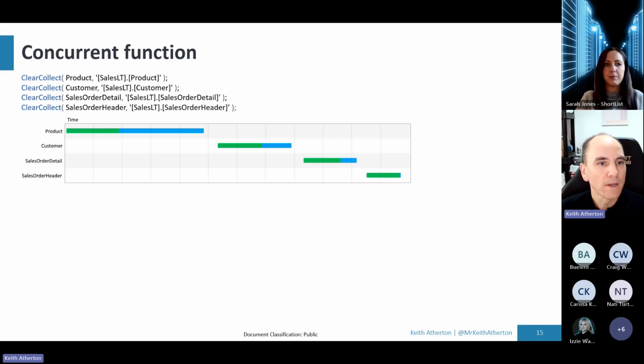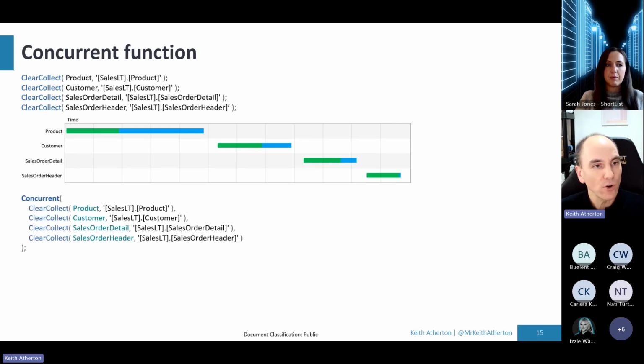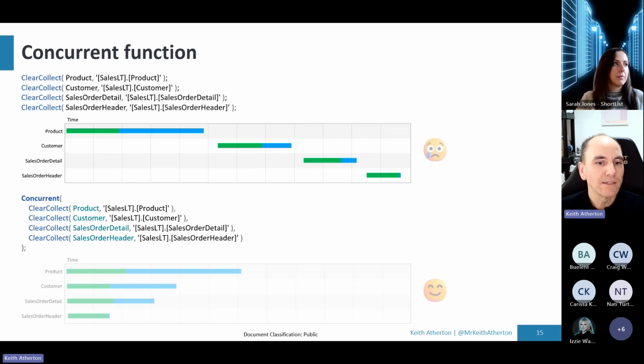They're done in order, where product's done first, then customer, and so on and so on. So if that was an app load time, for example, we can see that each step has had to be performed one by one. However, if we change the code and wrap it around a concurrent function, what we can do is actually set them all off roughly around the same time.